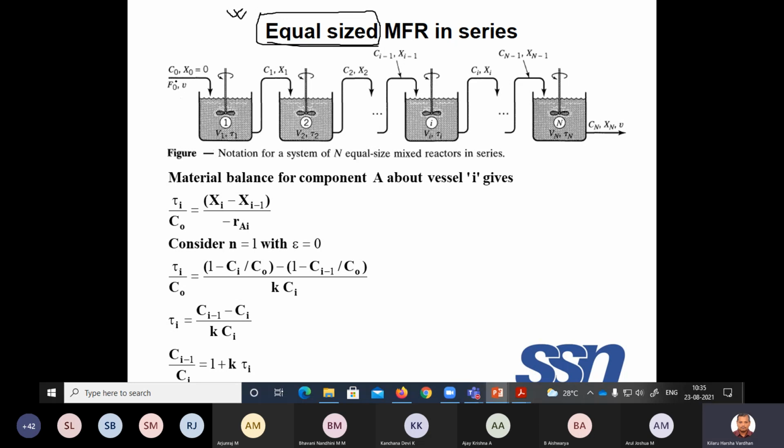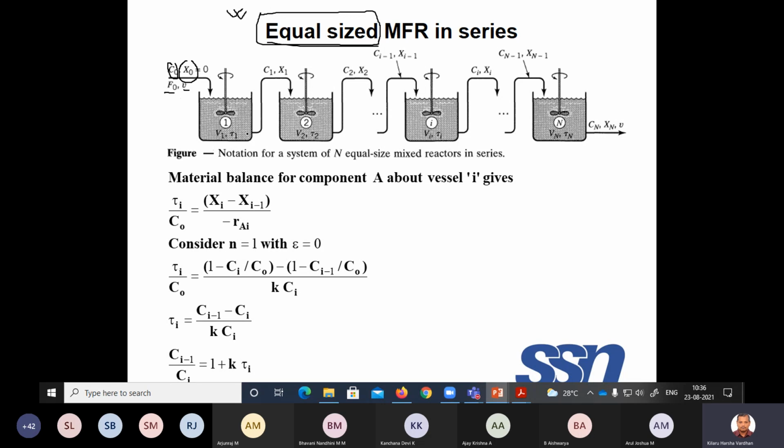Again, this is the inlet to the first reactor. The outlet of the first reactor is the inlet to the second reactor. Like that, it goes on. So inlet is C0. I'm putting C0 only, not CA0. For any reactor, any reaction, C0 is the initial concentration. X0 is the conversion, which is 0 initially. F0 is the flow rate. V0 is the volumetric flow rate. V1 is the volume of this reactor. Tau 1 is the space time in this reactor.